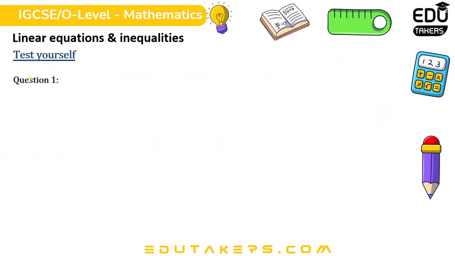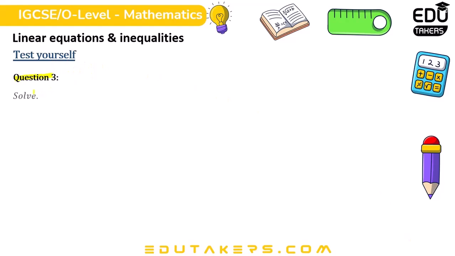Test yourself. Question number 1 is, solve 4 into 5 minus 3x equals 23. It's a 2-mark question. Question number 2. Solve the equation 3 into x minus 4 plus x plus 2 over 5 equals 6. It's a 4-mark question.